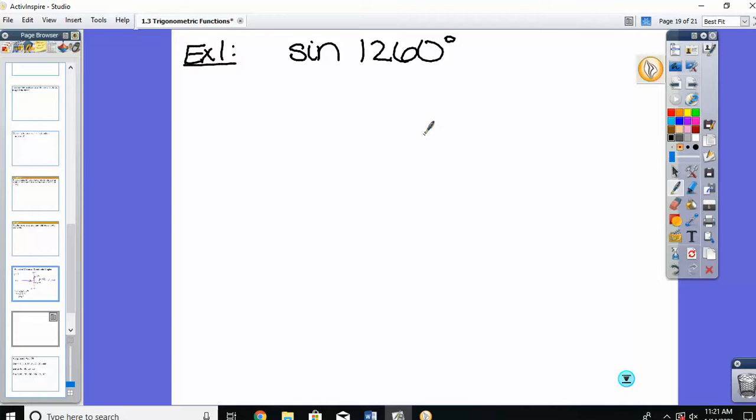Okay, so for now, let's just work on evaluating this based on what we know. If I give you a negative angle or something bigger than 360, what do we do? Right, subtract 360. So we can use our calculator for that. Let's subtract 360 until we get something between 0 and 360. So you get 180 degrees.